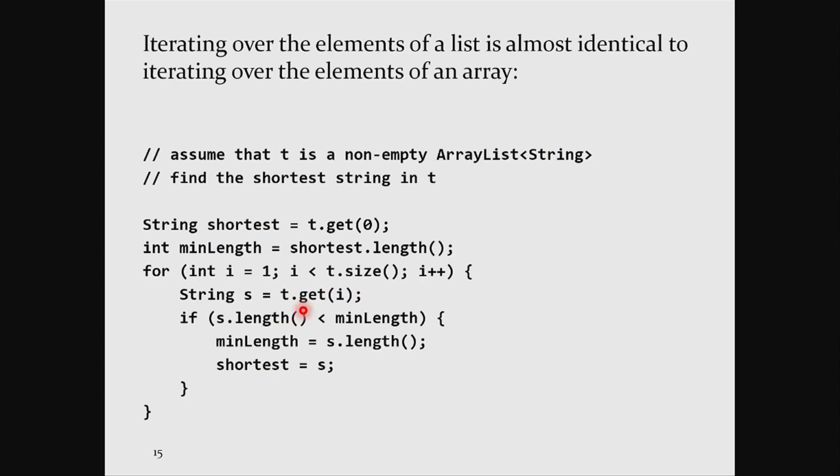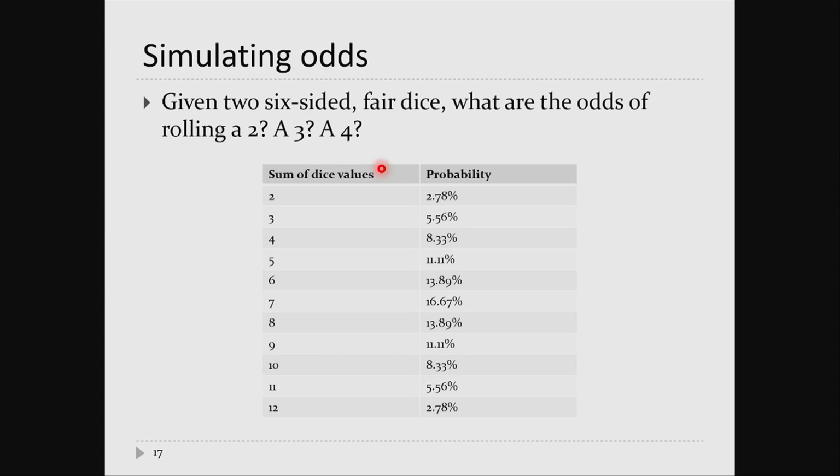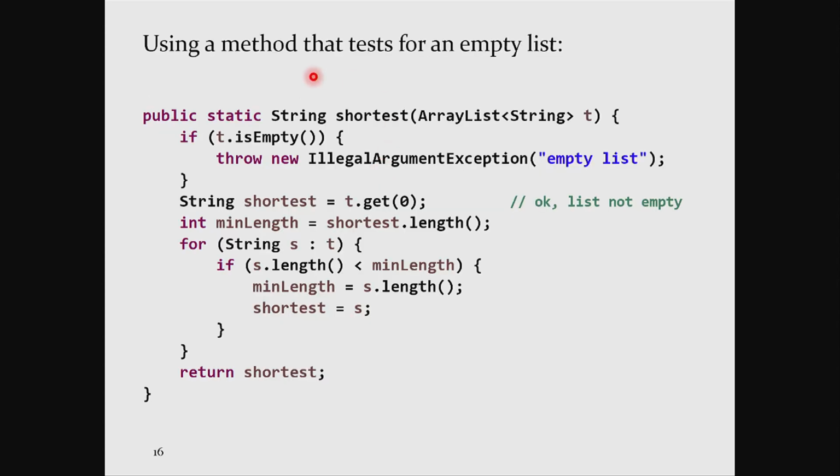Now I can get rid of this non-empty requirement when I write a method that does the same thing. So here is a method that basically returns the shortest string in a list. Public static String, so it returns a string. The method's called shortest. Its parameter is a list of strings. And now I can check: is the list empty? And if it is, I can indicate that back to the caller by throwing an exception. And now the rest of the method is the same.